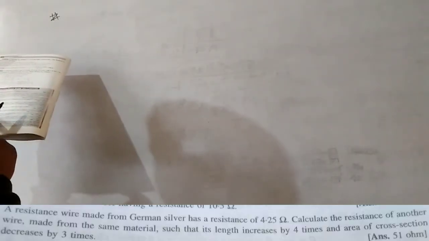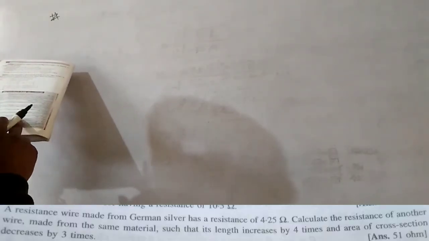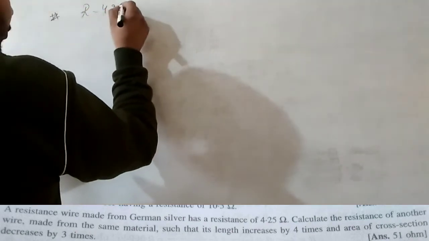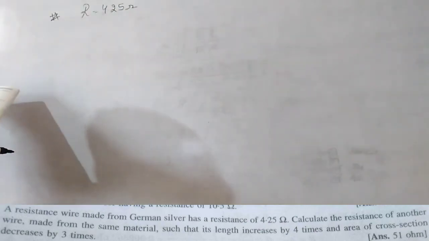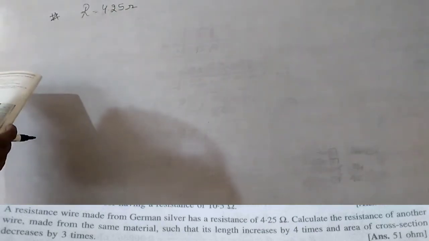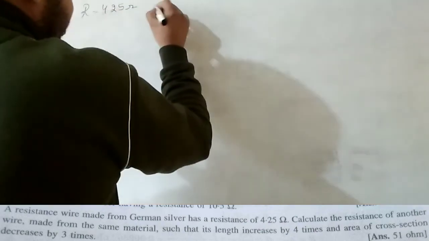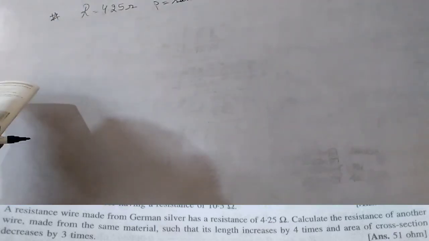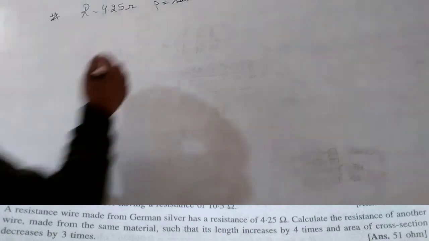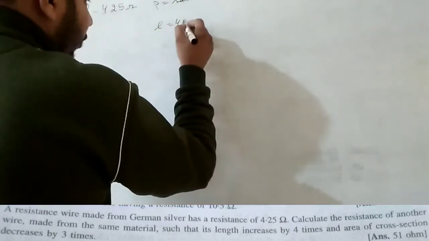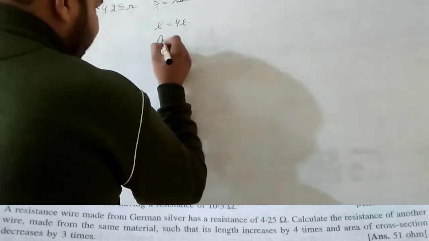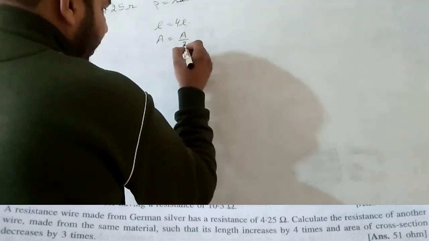Next numerical. The resistance of a wire made of German silver is 4.25 ohm. Calculate the resistance of another wire made of the same material. Same material means rho is same, such that length increases by 4 times, L becomes 4L, and area decreased by 3 times, A becomes A by 3.